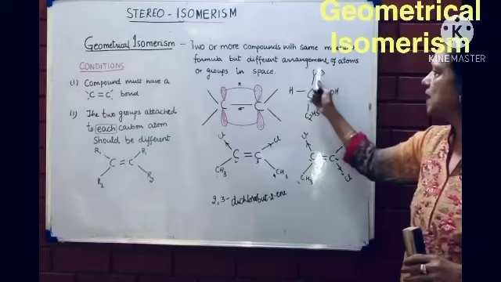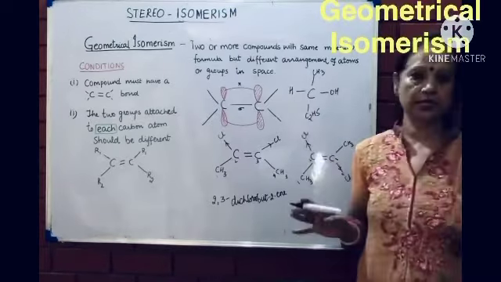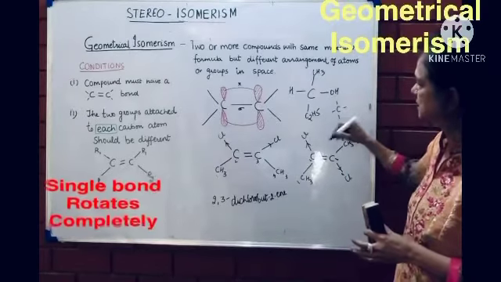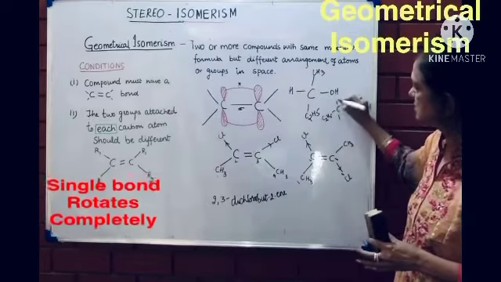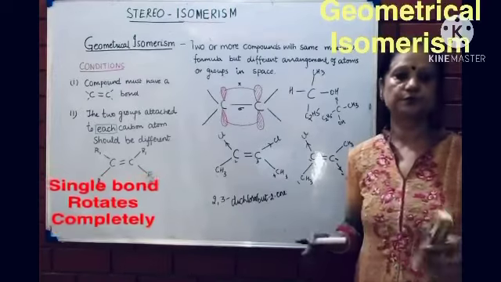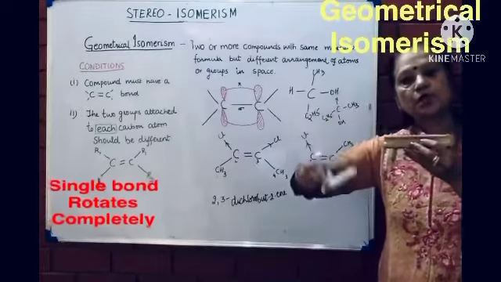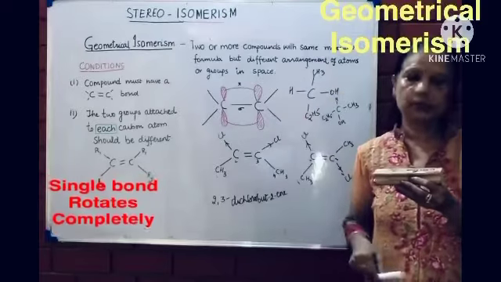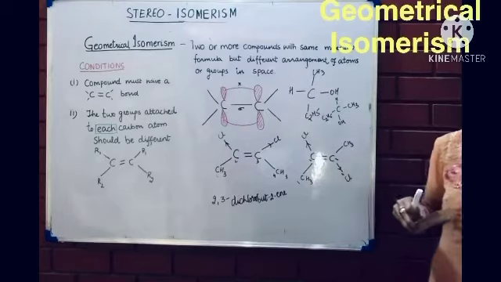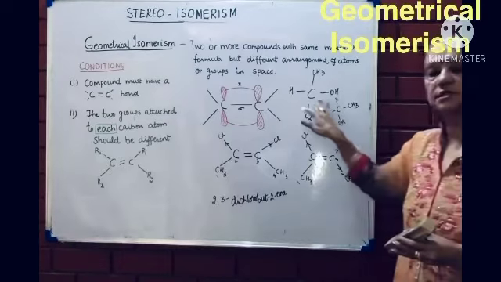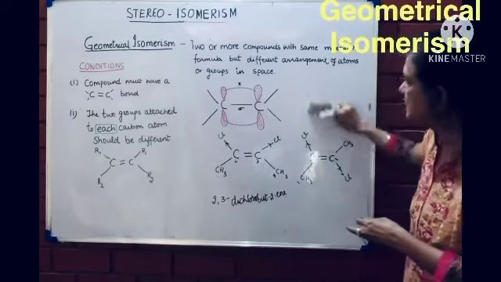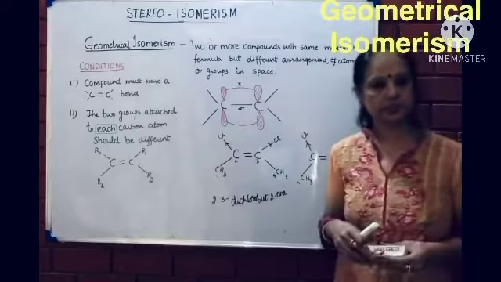In a single bond compound, I can write these groups anywhere I like. I can change this compound if I want to write it again. Another child might write C2H5 here, H here, OH here and CH3 here. The name of the compound will not change because in a single bond compound, complete rotation is possible. Due to this complete rotation, the compound does not change at all. But in a double bond compound, there is rotation only to a certain extent.